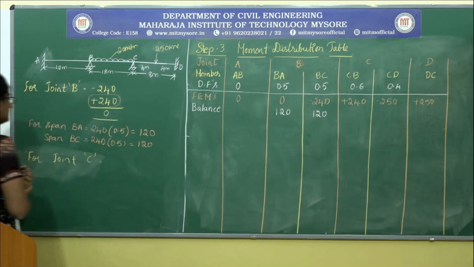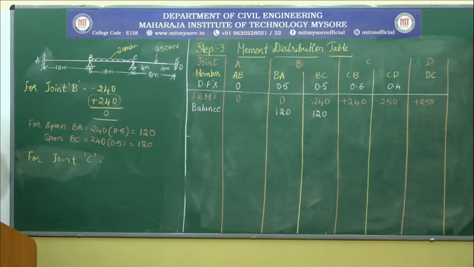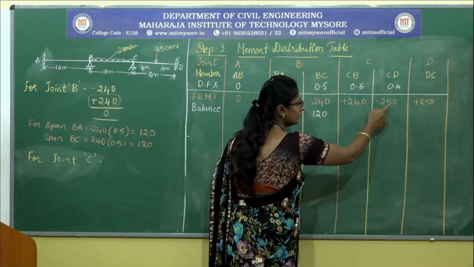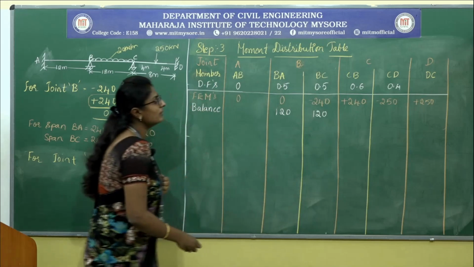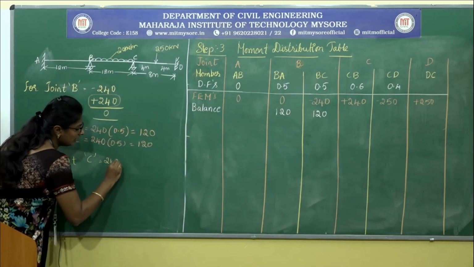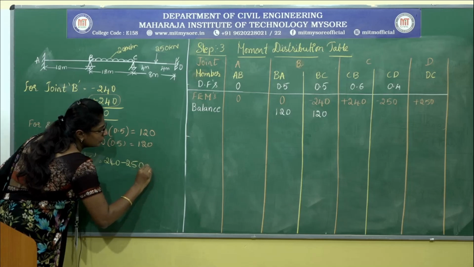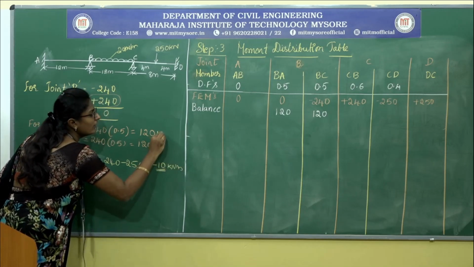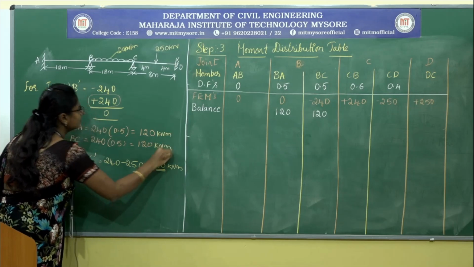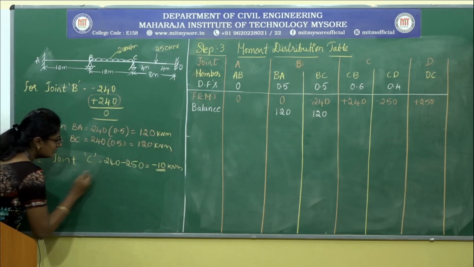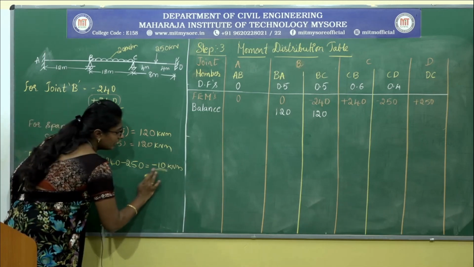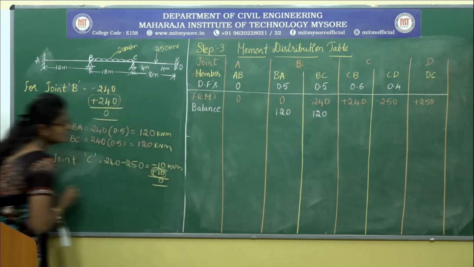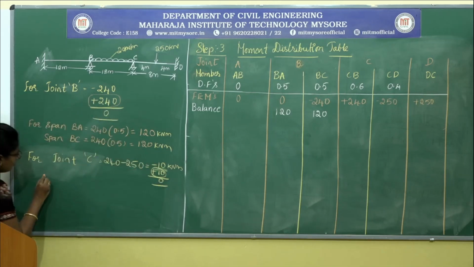Next, we shall take up joint C. So, for joint C, what all are the moments acting here? Plus 240 minus 250. So, we get the unbalanced moment as plus 240 minus 250 will fetch you minus 10. So, this is the unbalanced moment acting. So, we have to make this balanced. So, to make this balance, what I do? I add plus 10. So, I get it as 0.